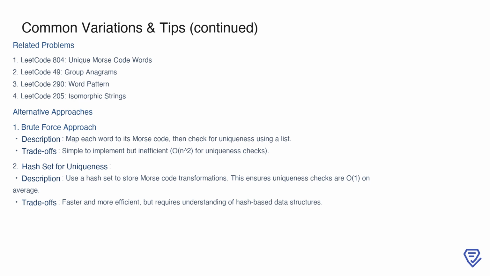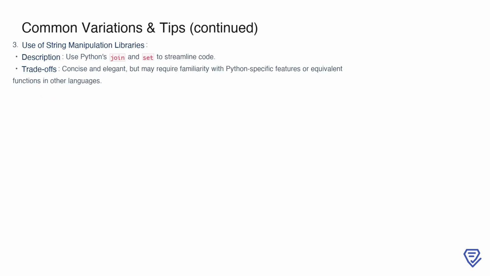Another alternative approach involves leveraging string manipulation libraries for a more streamlined solution. For instance, in Python, you can use the join function to concatenate Morse code characters and a set to ensure uniqueness. This makes the code concise and elegant, reducing the potential for errors. However, it does require familiarity with Python-specific features or their equivalents in other programming languages. Overall, choosing the right approach depends on the constraints and requirements of the problem, but focusing on efficiency and simplicity will always serve you well.